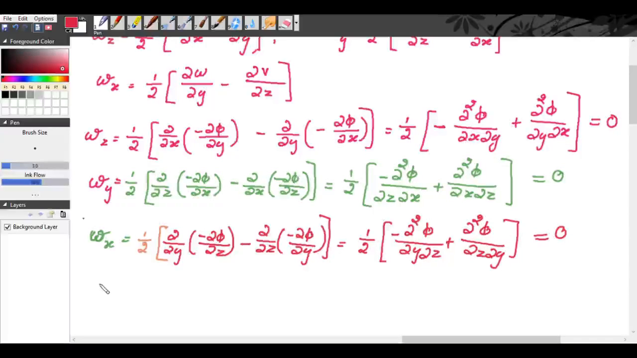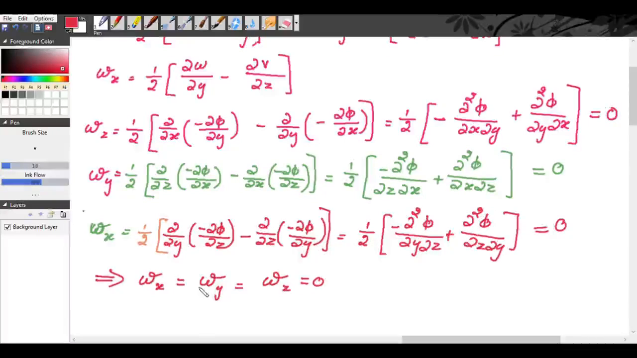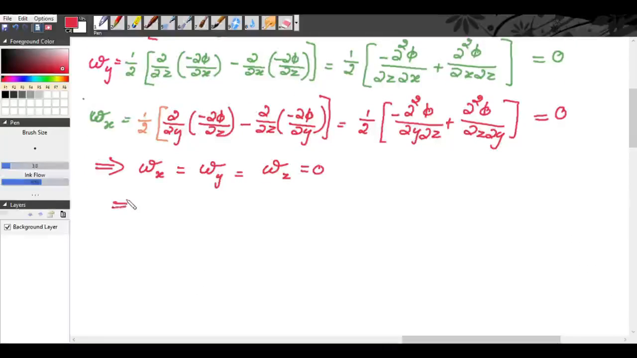So what we obtained is omega x is equal to 0, omega y is equal to 0 and omega z is equal to 0. That means all the rotational components are equal to 0. The rotational components in x, y and z direction are equal to 0. So if the rotational components are equal to 0, that means the flow is irrotational. So from this what can we conclude?